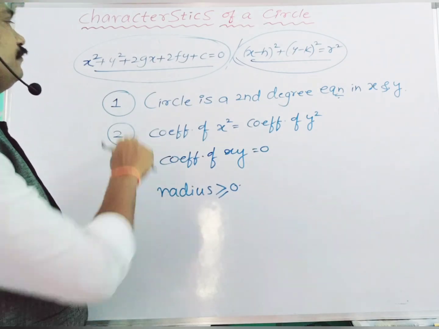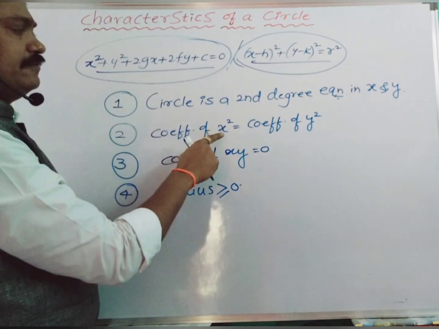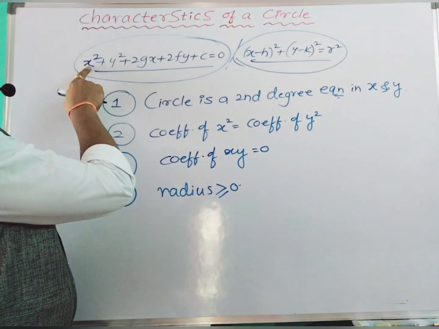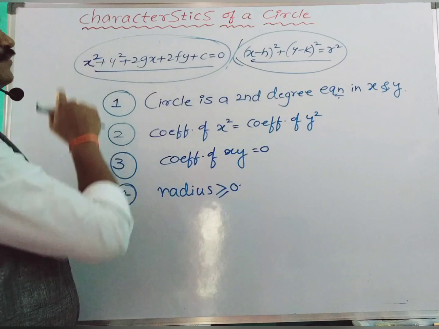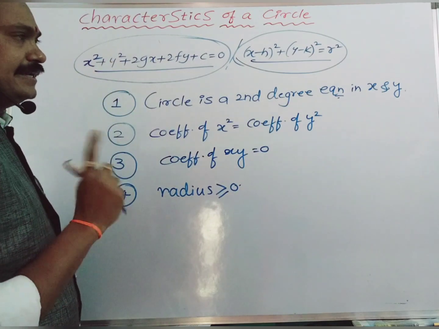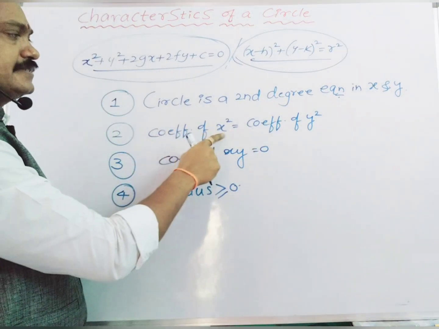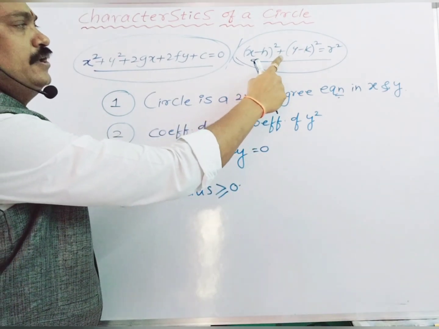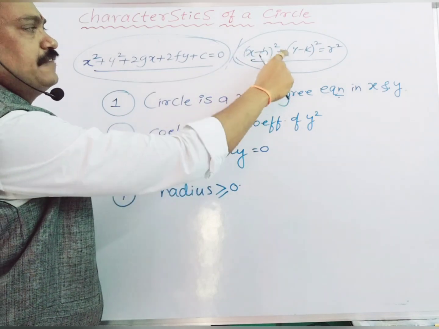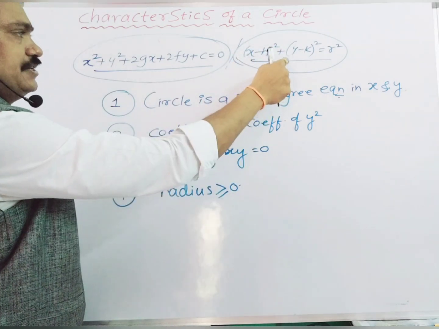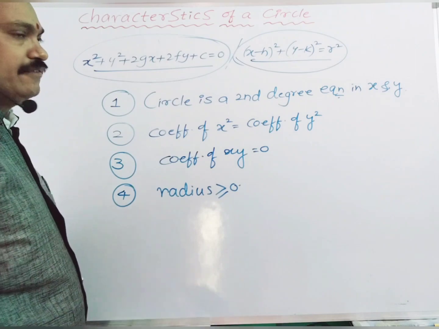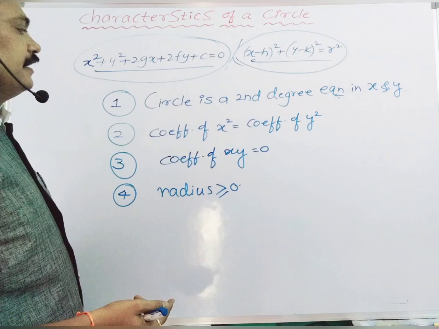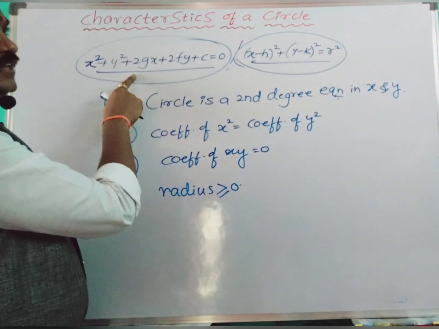Next, is the coefficient of x square equal to the coefficient of y square? Let us check. Here, the x square coefficient is 1 and the y square coefficient is 1. So the second characteristic is that the coefficient of x square equals the coefficient of y square. Even if you expand this equation, the x square coefficient is 1 and the y square coefficient is 1. Is it clear?